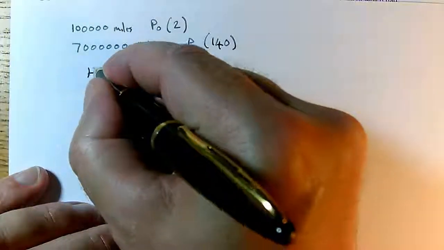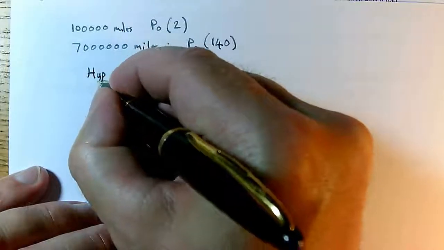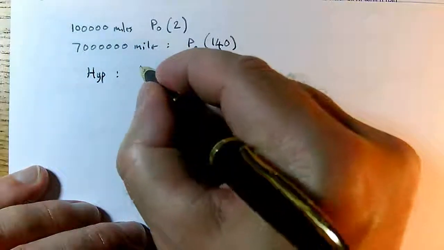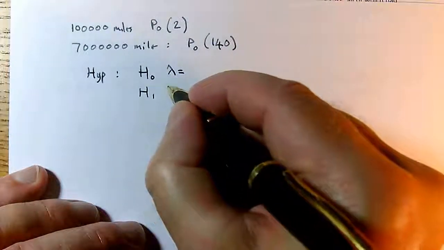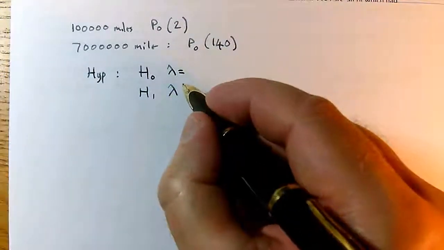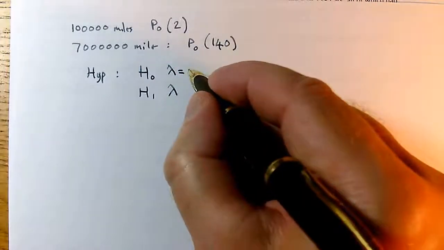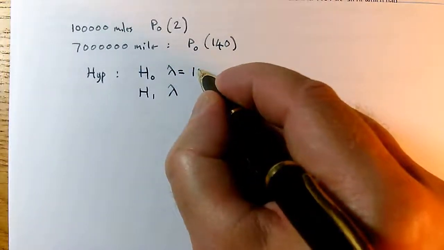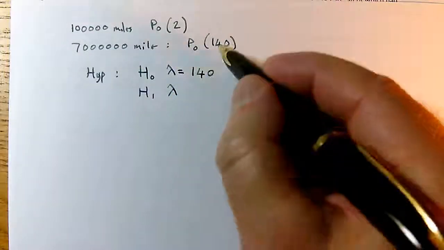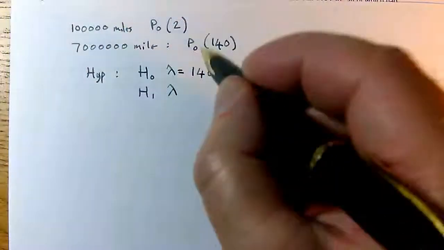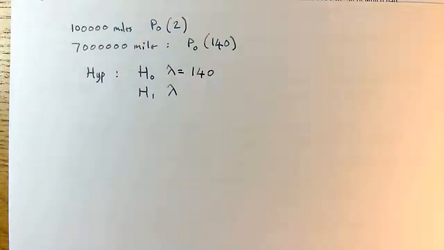We can state our hypotheses. For our Poisson test, the null hypothesis is always a fixed value of lambda, and H1 is going to be another statement about lambda. So in this one, the fixed value of lambda I've got is 140. It was originally 2, but the data I've got is for 7 million miles, so I have to use 140. So I have to convert the manufacturer's claim.